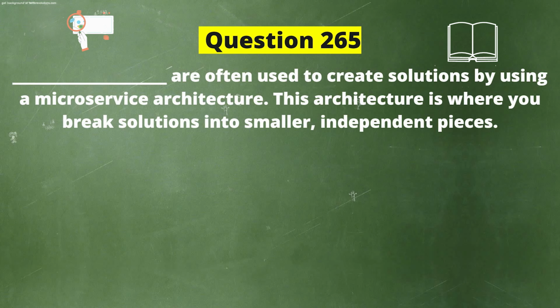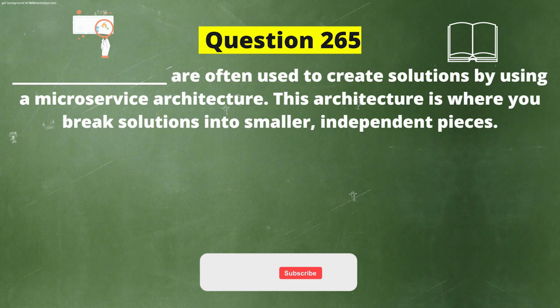Next question. Blank are often used to create solutions by using a microservice architecture. This architecture is where you break solutions into smaller, independent pieces. And the options are A. Containers, B. Functions, C. Modules, D. Kubernetes. And the correct answer is option A. Containers.